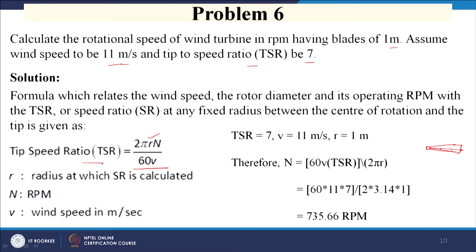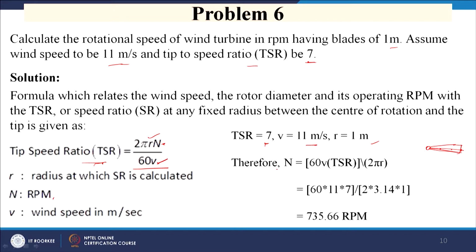The maximum is the full length of the blade. Then n is the RPM of the rotor, and V is the wind speed. So, now we have the expression. TSR we have to maintain as 7, V is equal to 11 meter per second, that is the velocity of wind, and R, or the length of the blade, is equal to 1 meter, it is given. Then by this expression we have to calculate the N.